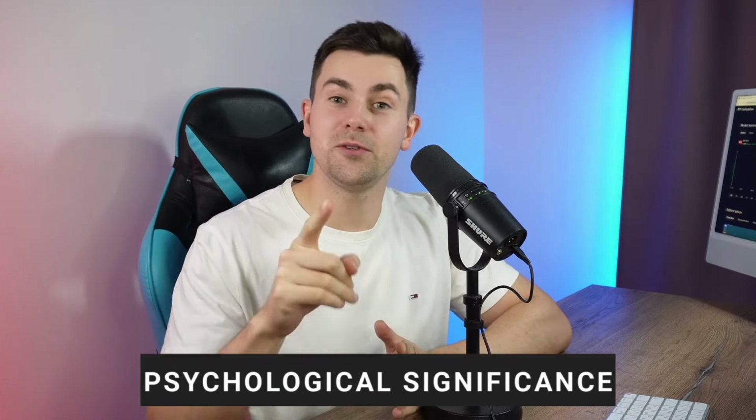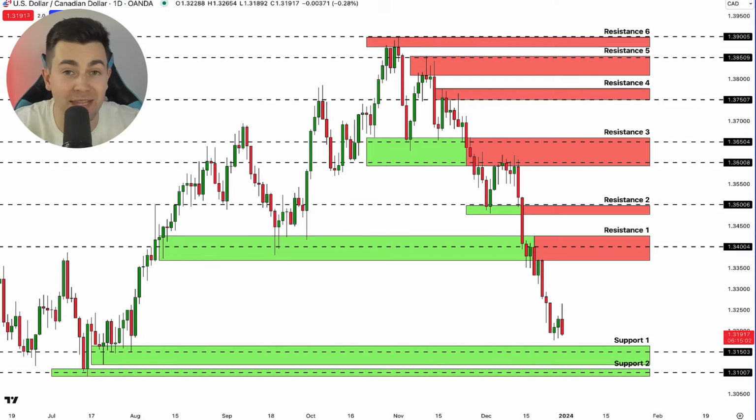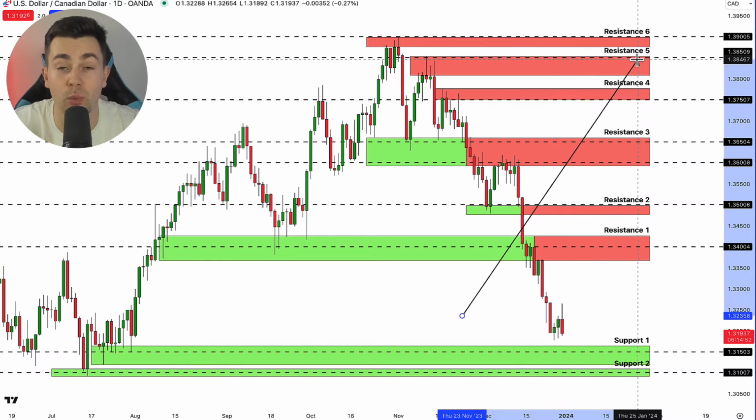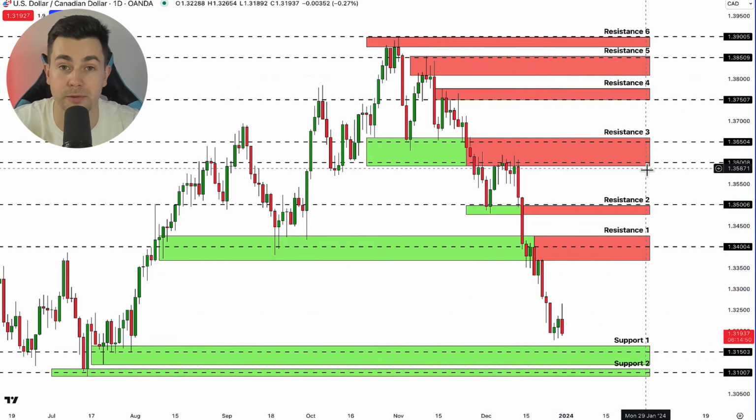Element number 2, the psychological significance. The structure that you identified should match with round numbers. And now what I did, I underlined the psychological levels, the round numbers. And please note that all the structures that we spotted match perfectly with the psychological numbers. For that reason, for now, we keep all the structures on our chart.